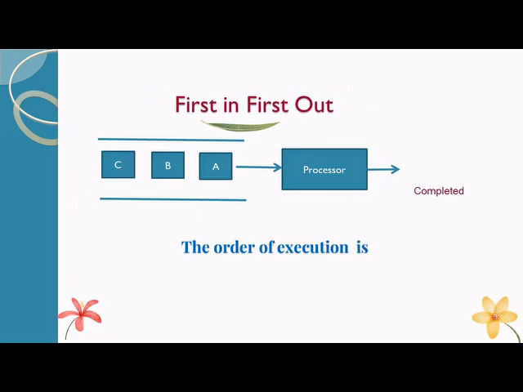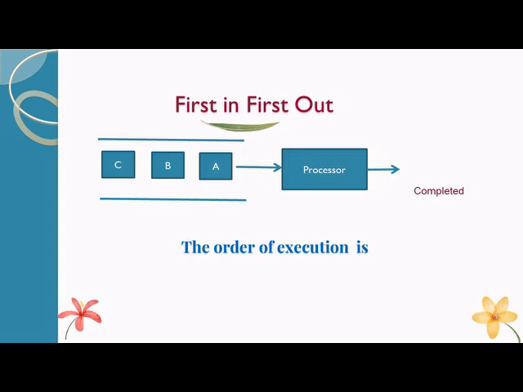The first algorithm is the first in, first out scheduling algorithm. This algorithm is based on queuing theory. The person who enters the queue first will be processed first. Consider an example. In this queue, there are three processes waiting: A, B, C. A is the first process, B is the second process, and C is the third process.